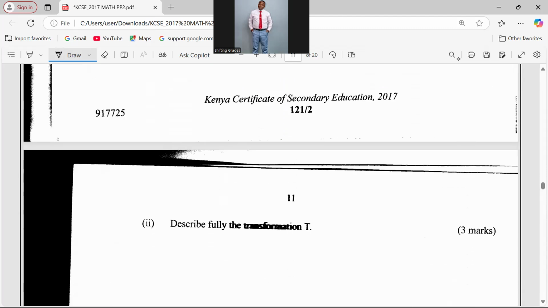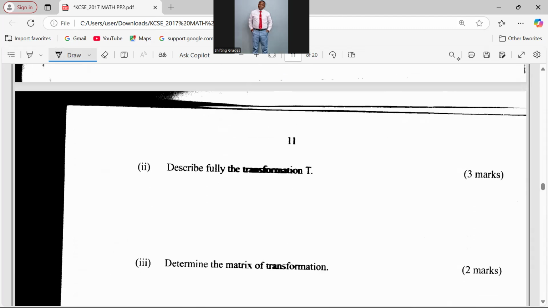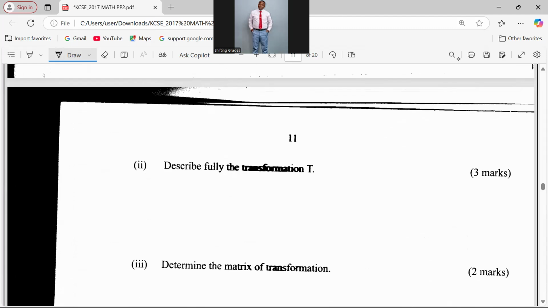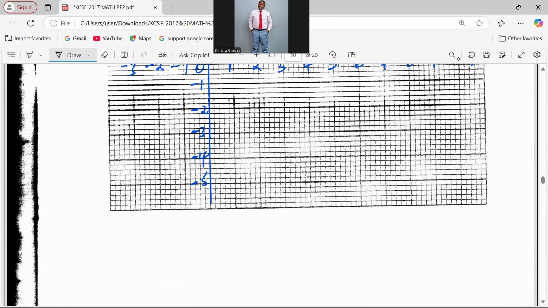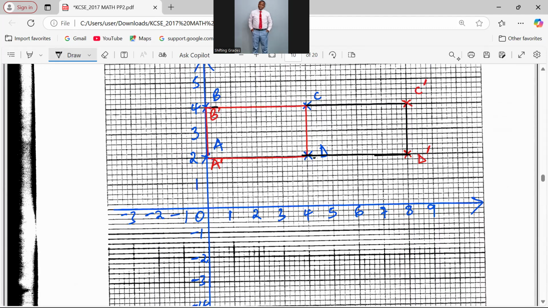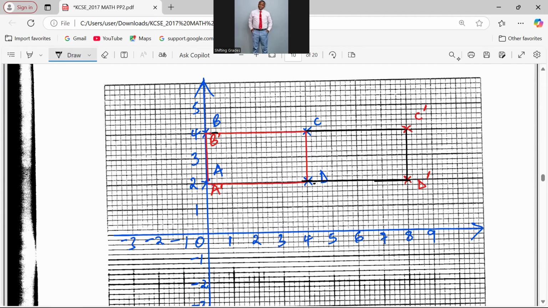Now look at the first question here. Describe fully the transformation T. So what has transformed the rectangle into the new rectangle? You can see that the rectangle has been elongated. In other words, it has been enlarged in one way, towards the right, that is horizontally.